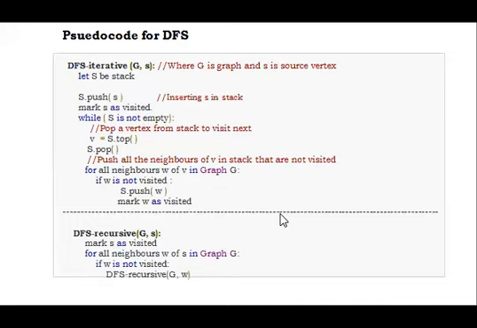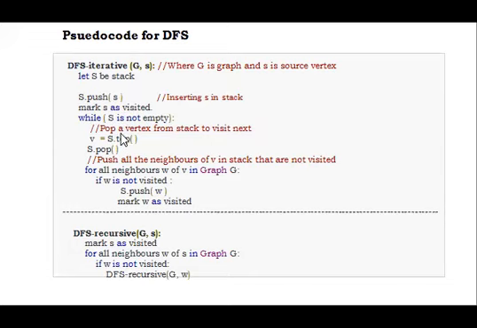This is an algorithm for depth first search. Here, this is an iterative algorithm for putting the node into the stack. We insert a stack and mark as visited, and we check if the stack is not empty.